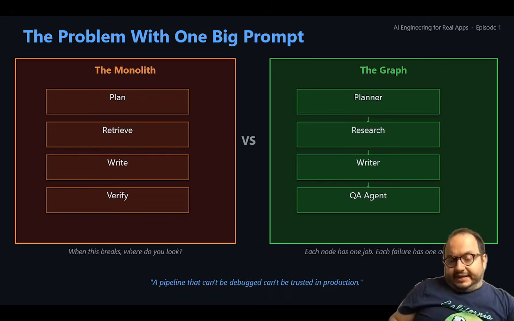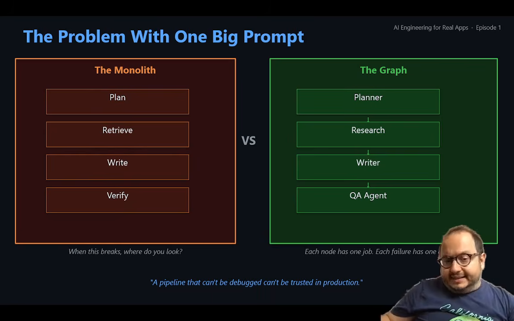Second, when it breaks, you do not know where it broke. Was it the planning step, the retrieval, the writing, the validation? You have no seam to debug against. Third, you cannot improve incrementally. If the writing quality is bad, but the retrieval is good, you have no way to tune one without touching the other. Multi-agent architecture solves this by giving each concern its own boundary.